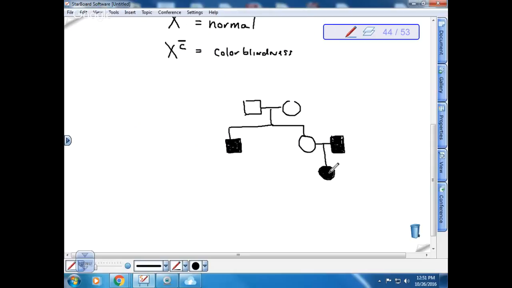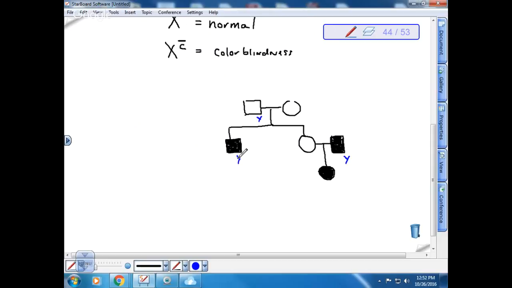Okay, so the first thing we have to do is remind myself which ones are males. Are they squares or are they circles? Squares, right? So I would use a Y. I'm going to use a different color. So I would put a Y next to all the males, just so that if I'm doing this problem on my own, I'll remember those Y's go next to all the males.